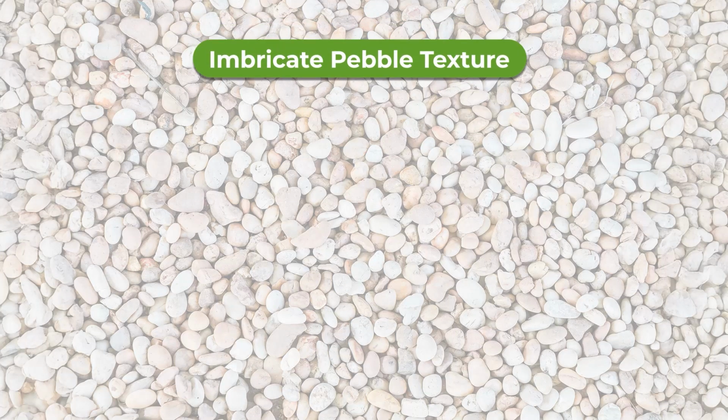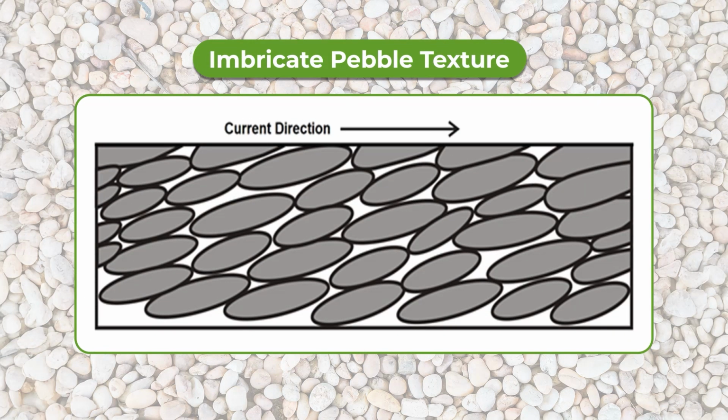This is one example of the imbricate pebble texture. It shows the current direction, and you can see the grains are oriented in a particular direction, from left to right.